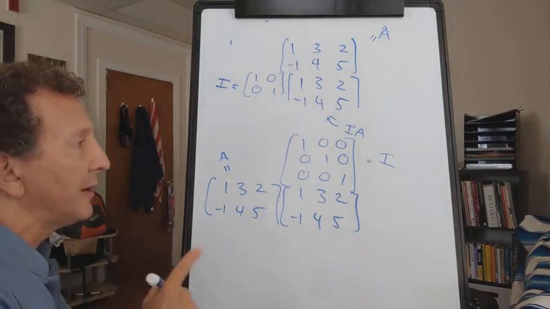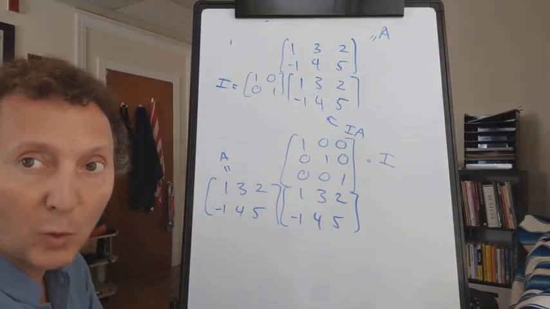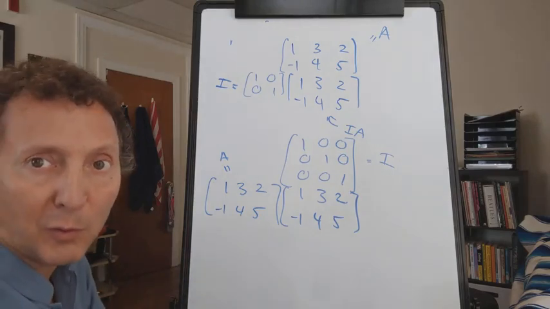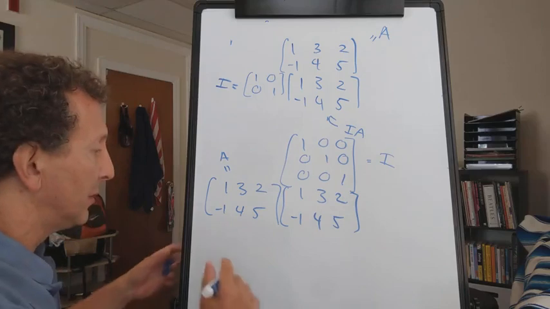So if we think of I, the identity matrix, kind of like 1 when we're multiplying, then again we've got a rule that works just like the numbers work.